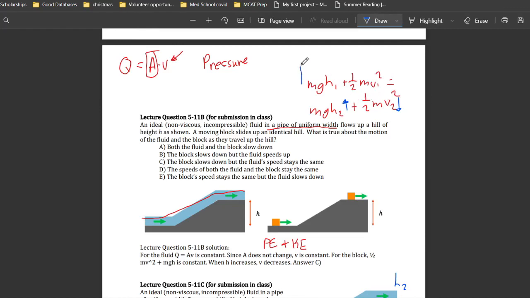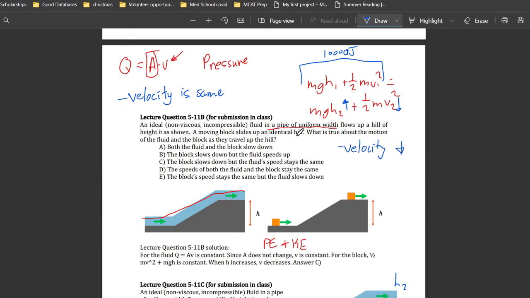So if this side of the equation were to equal 10,000 joules, for example, we know that the sum of the potential energy and the kinetic energy at point 2 must be equal to 10,000 joules. So if the height were to increase, the only variable that would change is the velocity. The velocity would decrease. So with that being said, we know that for fluids, the velocity is the same, but for a block, the velocity decreases.